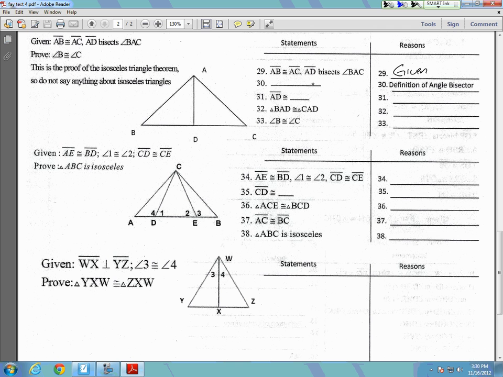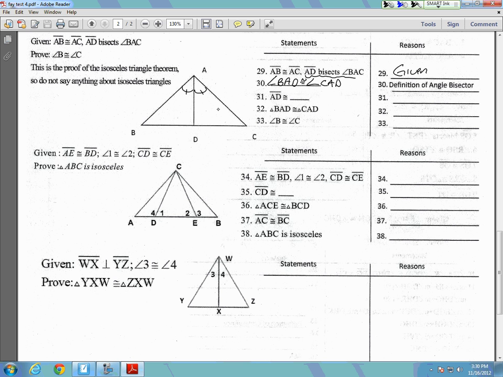Now we want to look at the bisect part. We're bisecting angle BAC. So this angle here and that angle there become congruent because of the definition of an angle bisector. So it's angle BAD is going to be congruent to angle CAD.